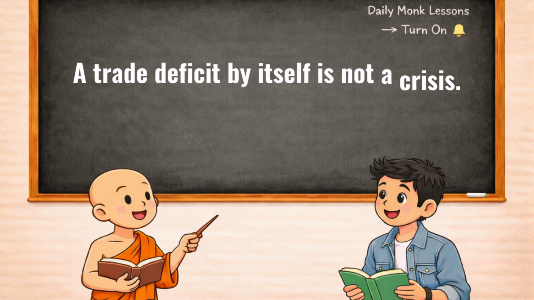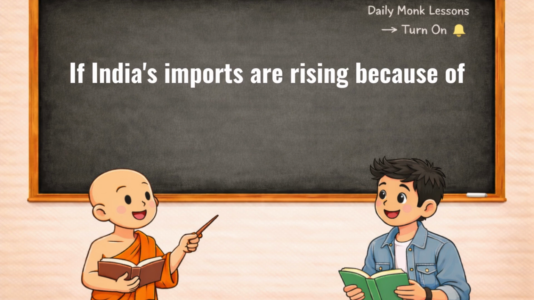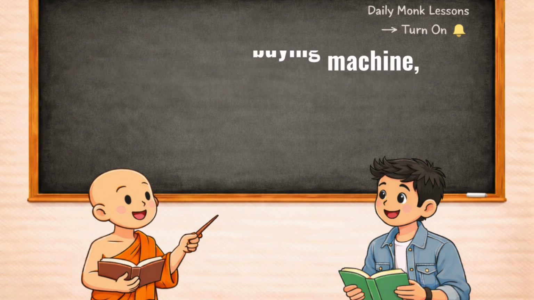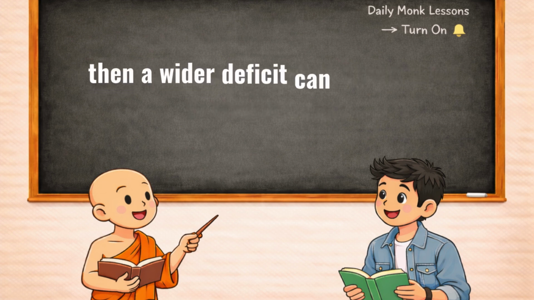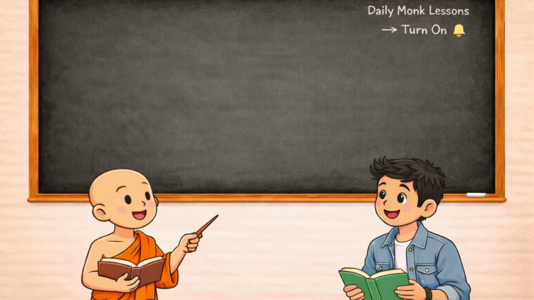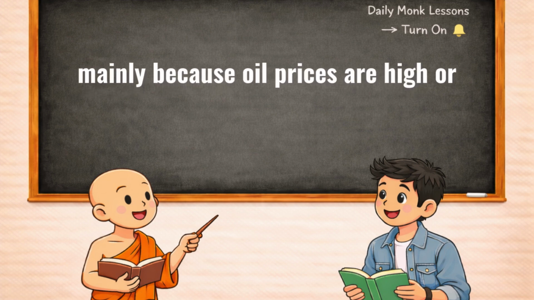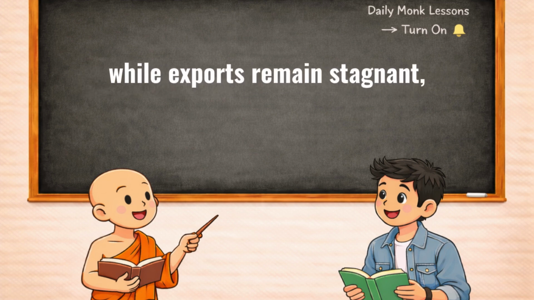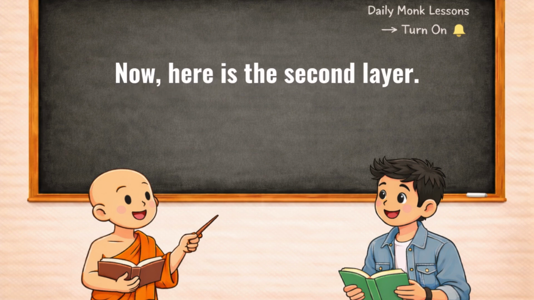But here is the part most people misunderstand. A trade deficit by itself is not a crisis. The real issue is sustainability. If India's imports are rising because of economic expansion, factories are buying machines, infrastructure is growing, investment is accelerating, then a wider deficit can reflect growth. But if imports are rising mainly because oil prices are high or commodity prices are inflated, while exports remain stagnant, then the pressure builds.